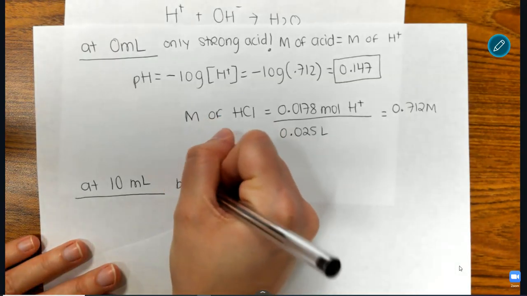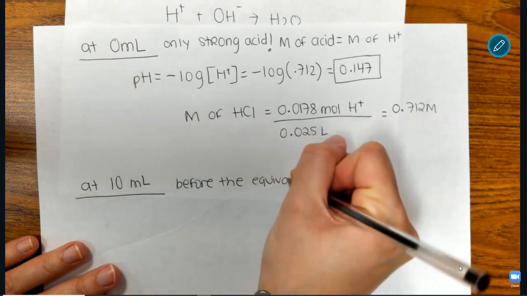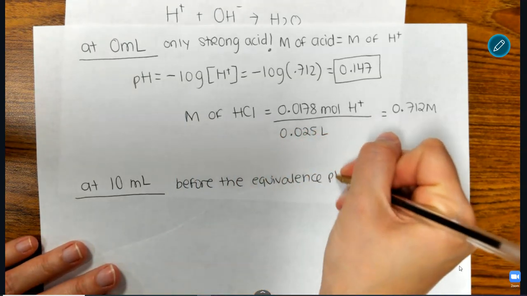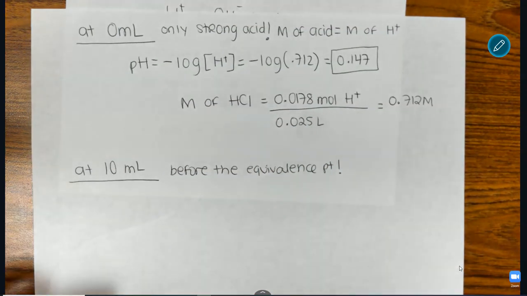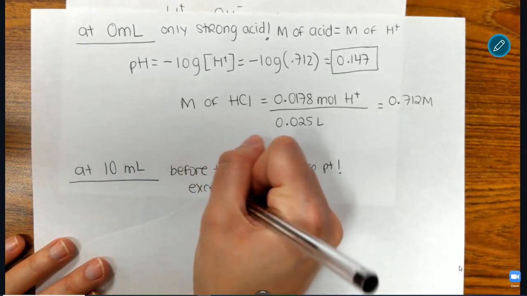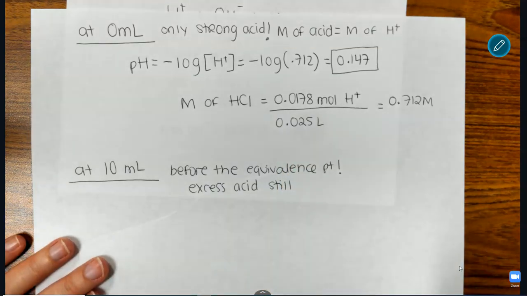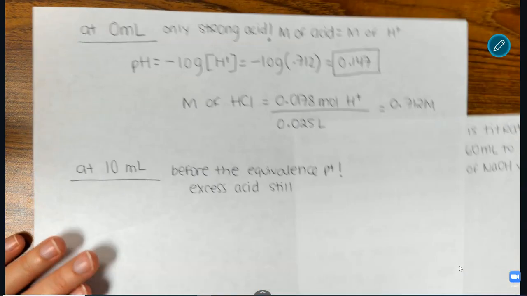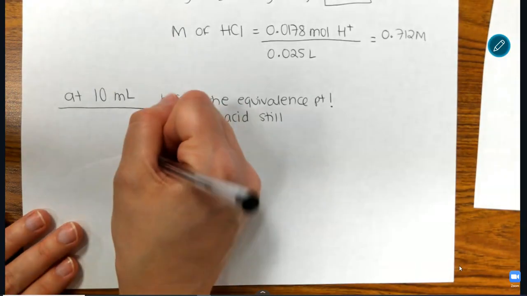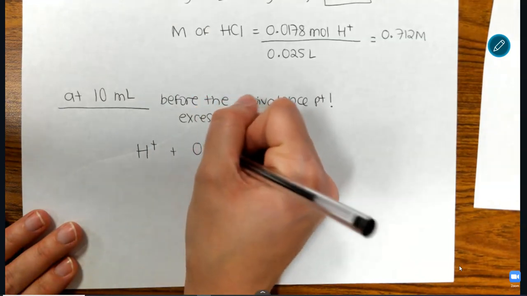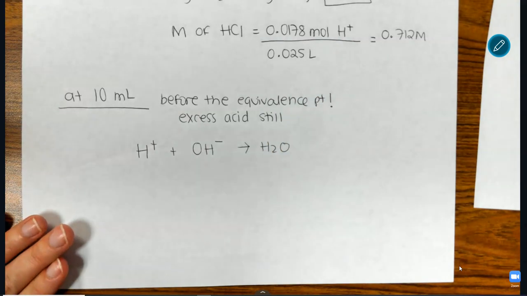You need to know that this is before the equivalence point, which means some acid is neutralized, but not all of it is. So we have excess acid right now, and it's an excess strong acid because that's what this titration is. What I like to do is rewrite the reaction. We reacted hydrogen ions with hydroxide, and we're making water. The sodium and the chlorine don't really matter.